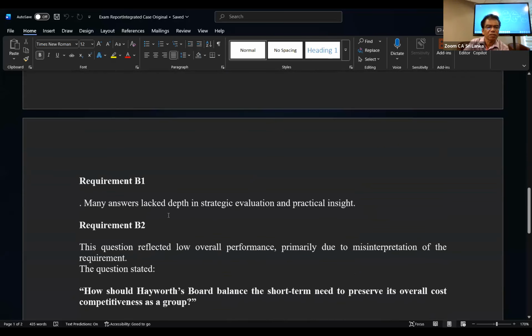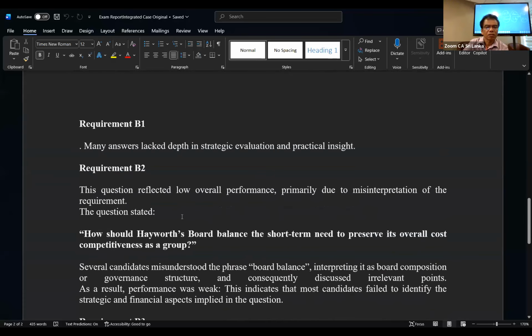Then this comes to the many answers, strategic evaluation, practical insight. This is what I mentioned as reflected. This question reflects low overall performance, primarily due to the misinterpretation of the requirement.